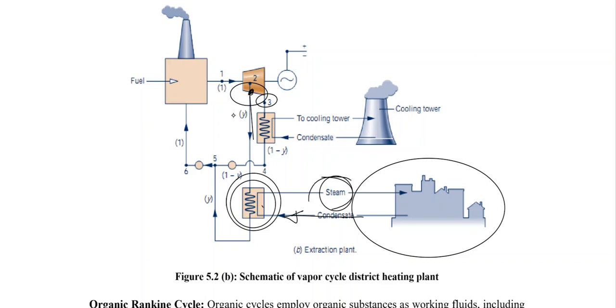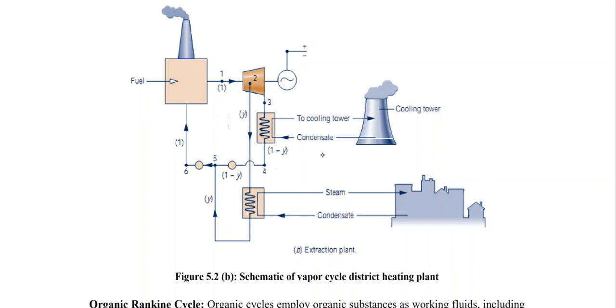So yes, you are extracting a small amount of steam from here, as we have discussed in regeneration. That means we would have less steam passing through, and obviously in the cycle we would have less power. But as I said, in industries there is a requirement of power as well as a requirement of steam. So this kind of power plant is used for both steam generation and power generation.